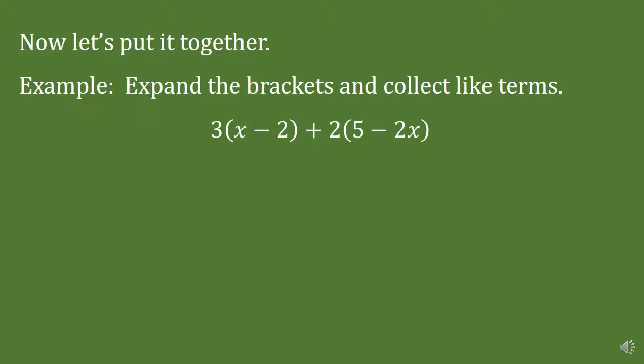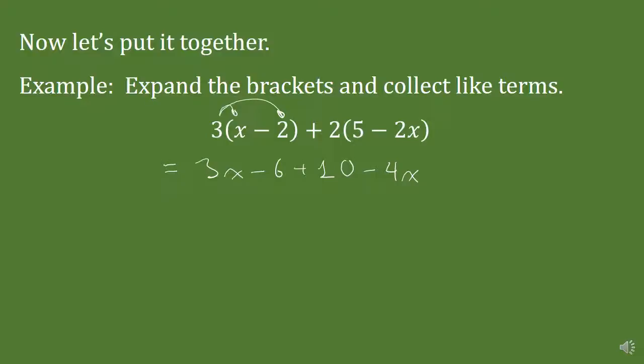Okay, so next we can do this in steps. If you want to simplify this down to something smaller, the word simplify is a bit loaded, but first what you do is you distribute everything. So you'd get 3x minus 6 plus 10 minus 4x. So hopefully you got that.